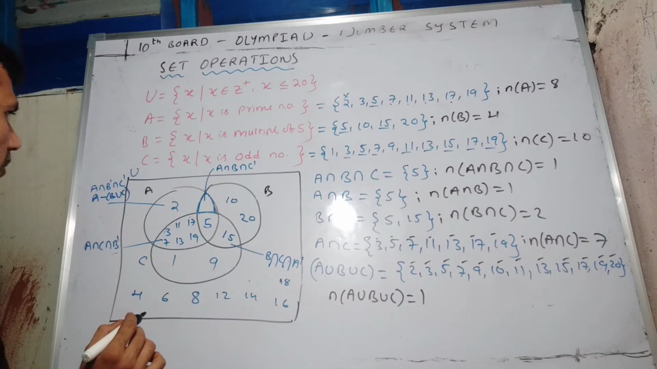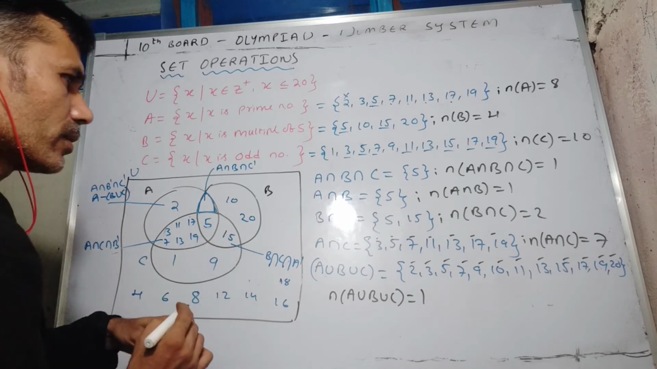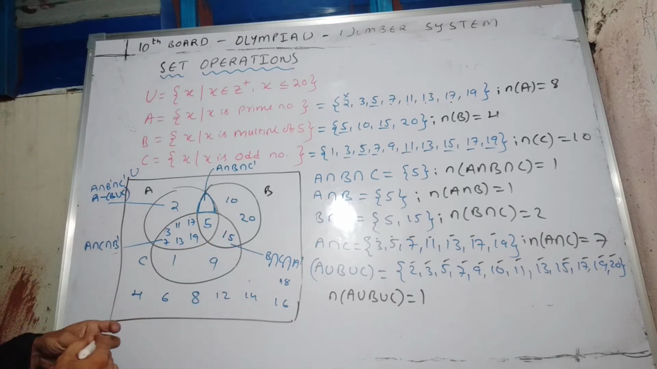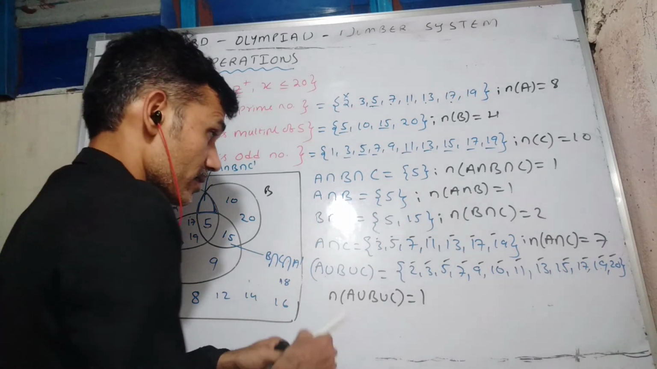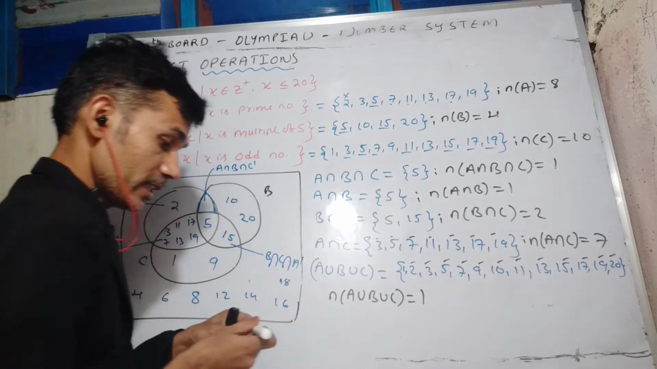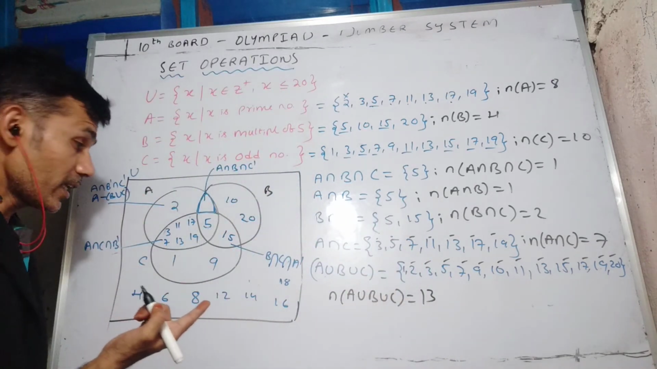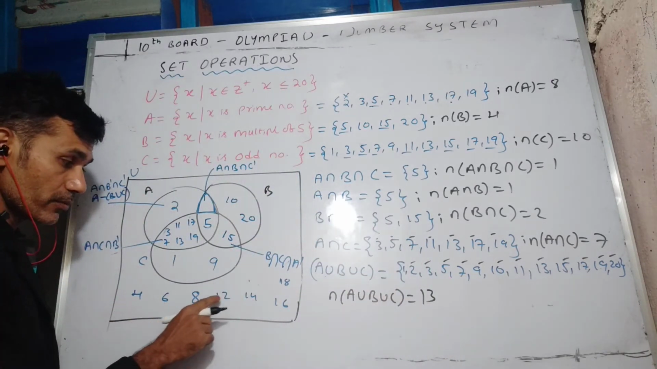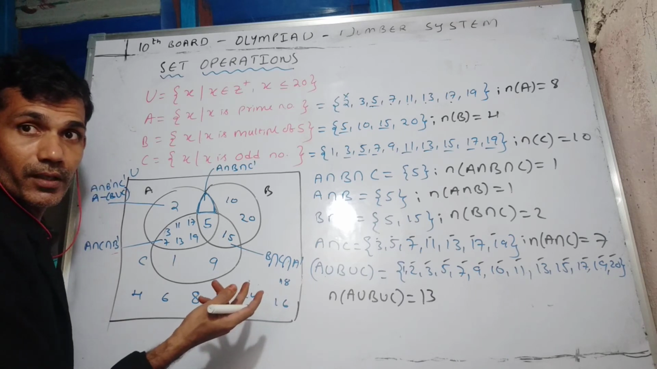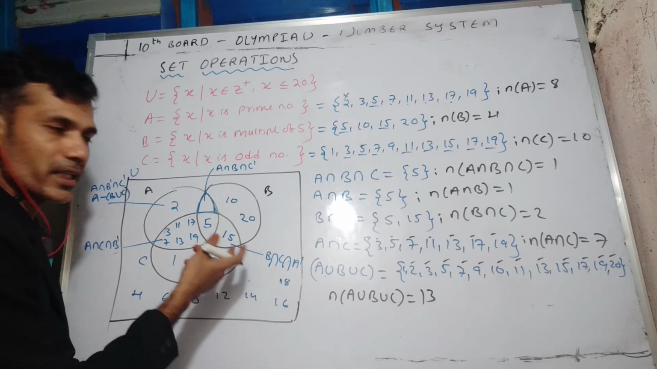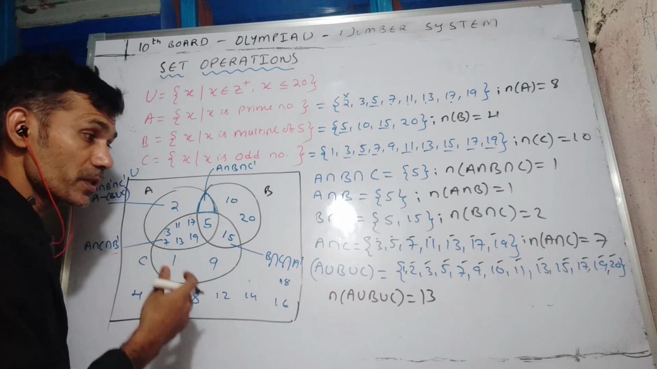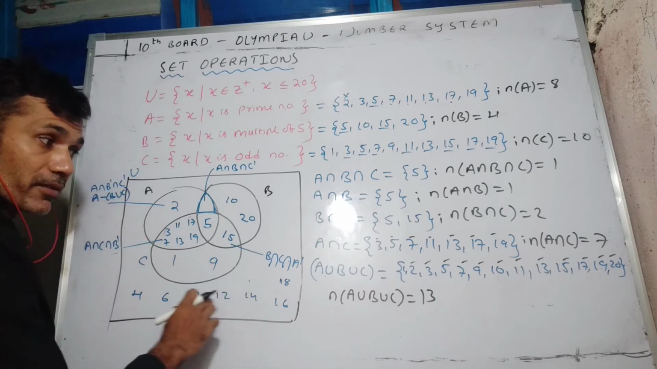Any number we are missing? 2, 3, 5 we wrote. 7 we wrote. 6 is not there. 1 we missed. So totally 13 elements are there. Okay, why 13 I guessed? No, here see 1, 2, 3, 4, 5, 6, 7. 20 minus 7, remaining elements will be there in A union B union C. These 7 elements are there.